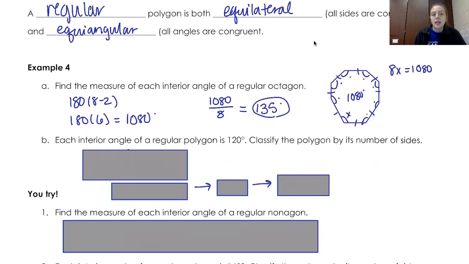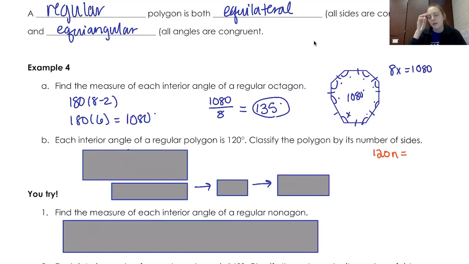Okay. B, each interior angle of a regular polygon is 120 degrees. Classify the polygon by its number of sides. This is like just the reverse, and this is a little tough to think about. Each interior angle, what did we do? That means if we know each interior angle is 120, then I know 120 times however many sides that polygon has, we don't know, should be the same thing as the sum of the interior angles of all those, right?